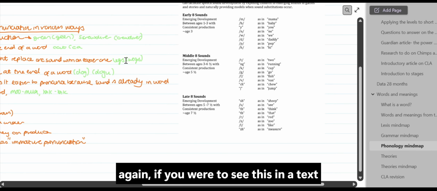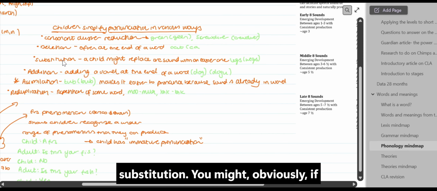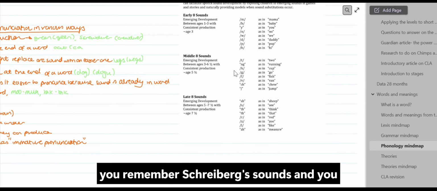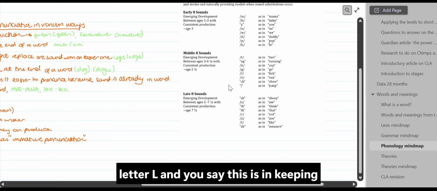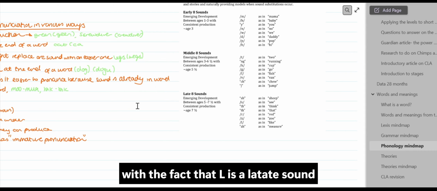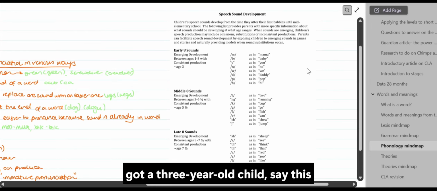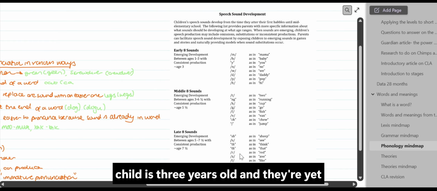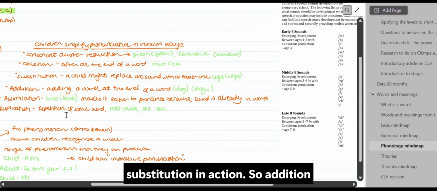So again, if you were to see some kind of substitution in a text, and you remember Shriberg's sounds, you'd think, okay, they've replaced the letter L, and you'd say this is in keeping with the fact that L is a late sound. For example, if this child is 3 years old and they're yet to develop the sound of the letter L, therefore you can see substitution in action.